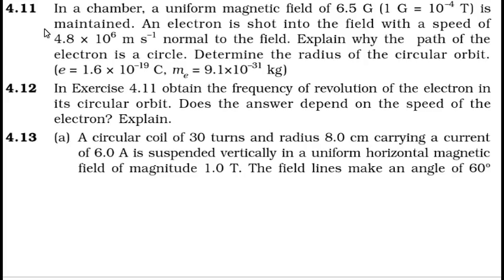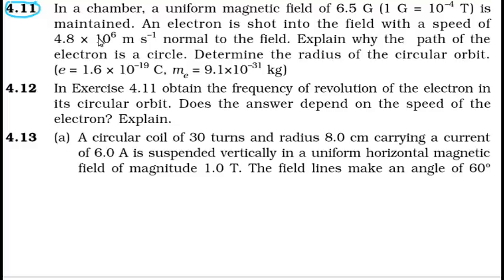So the next question is 4.11. In a chamber, a uniform magnetic field of 6.5 G, 1 G is equal to 10 to the power minus 4 T, is maintained. An electron is shot into the field with a speed of 4.8 into 10 to the power 6 meter per second normal to the field. Explain why the path of the electron is circular. Determine the radius of the circular orbit.